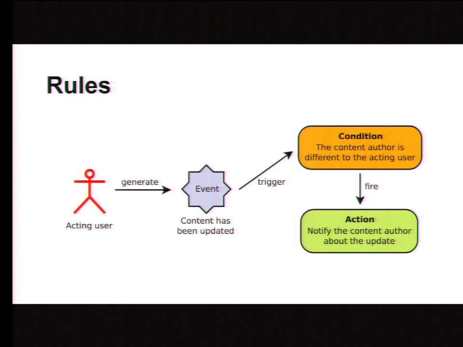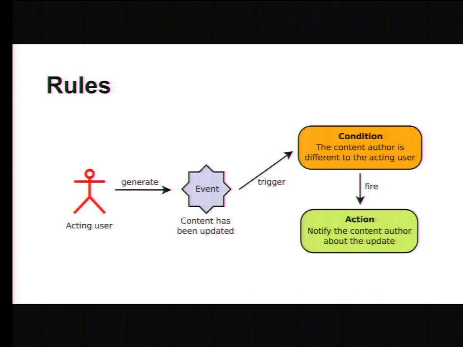So the rules module consists of very basic principles. We have any event that can happen on the website. It could be a user interaction. It could be a cron job running in the background. So the event is the trigger that fires. And then we can test for arbitrary conditions. So we can check in that case, for example, the user has generated the content has been updated event.